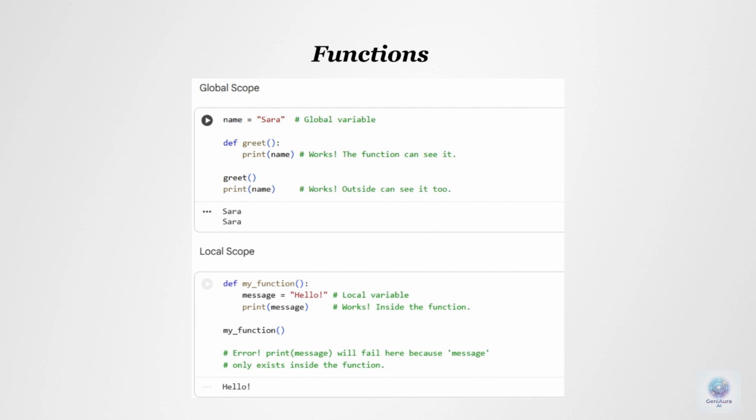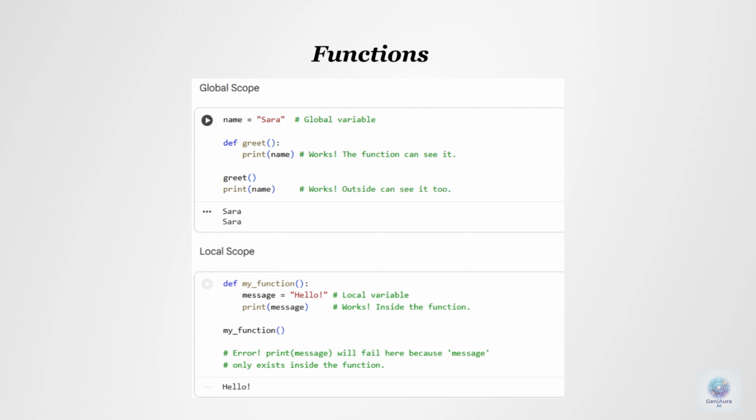In Python, variables aren't always available everywhere. Where you create a variable determines its scope, or basically, who is allowed to see and use it. First, let's talk about global scope. If you define a variable outside of any function, it's considered global. Think of this like a public monument in a city square. Anyone, anywhere in your code, can see it and access it.